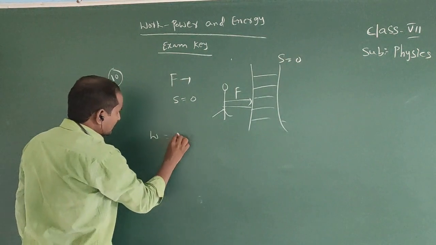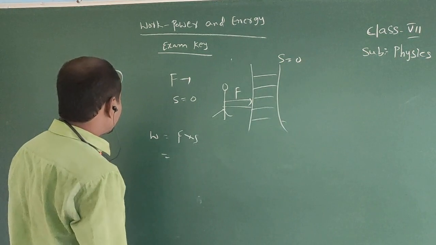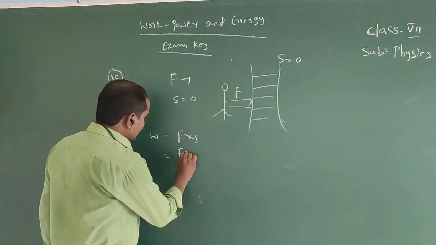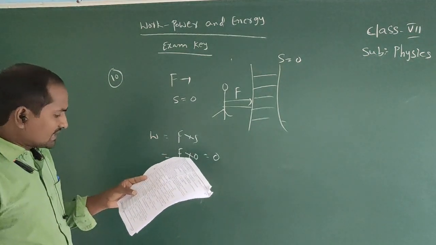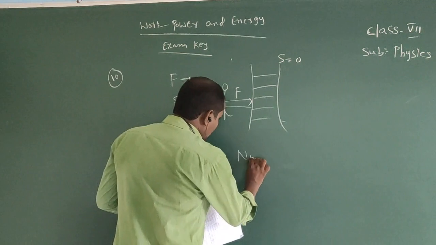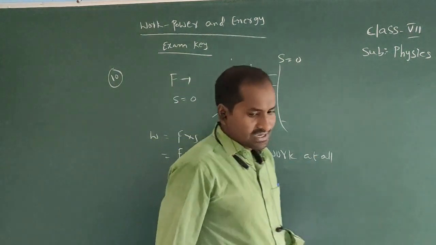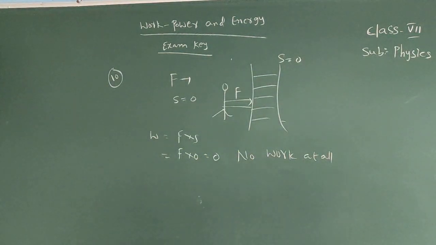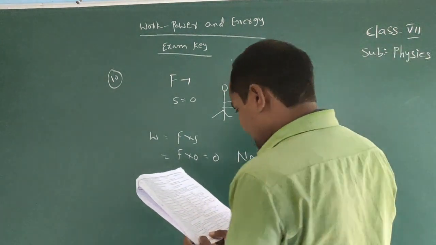So we know that work done equal to the product of force and displacement. The product of force and displacement is called work done. So force into 0, that equal to 0 work done. No work at all. Your answer is no work at all. Okay, now next one, 11th one.